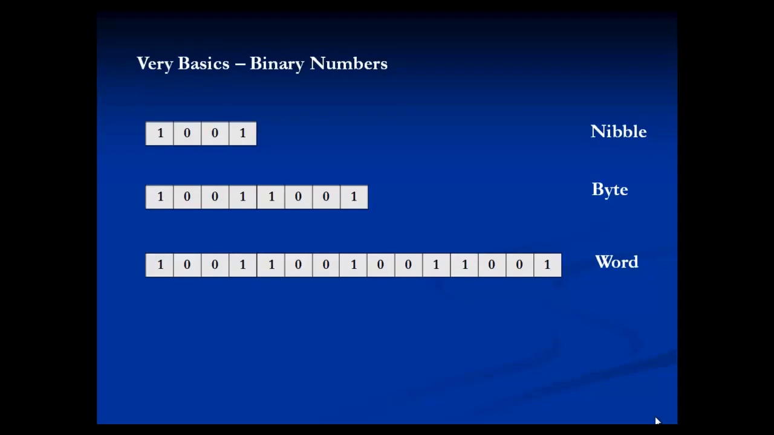Now, to start with the very basics, let us first understand what a byte is, what a word is, and what a nibble is. One bit here, 1 is 1 bit, 0 is another bit. So 4 bits is called a nibble, and 8 bits is called a byte, and 2 bytes is called a word.